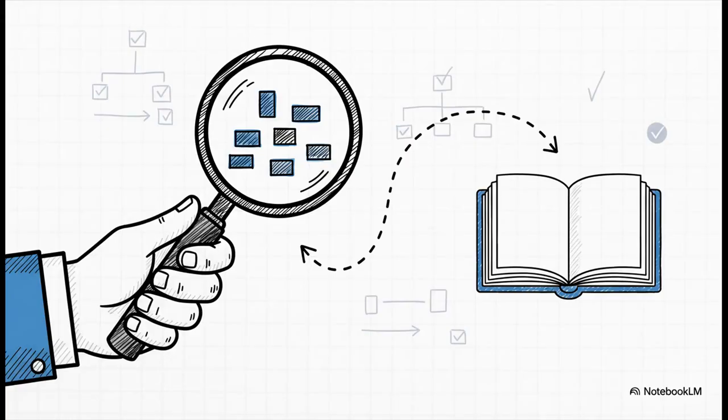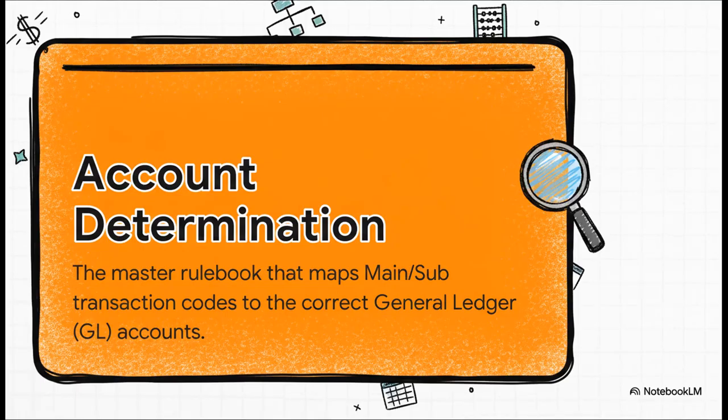But how can a real person, like an auditor or an analyst, use these codes to trace the money? All right, let's put on our detective hats. The entire system, the whole thing, hinges on one process called account determination. You should think of this as the master rulebook for the company's finances.